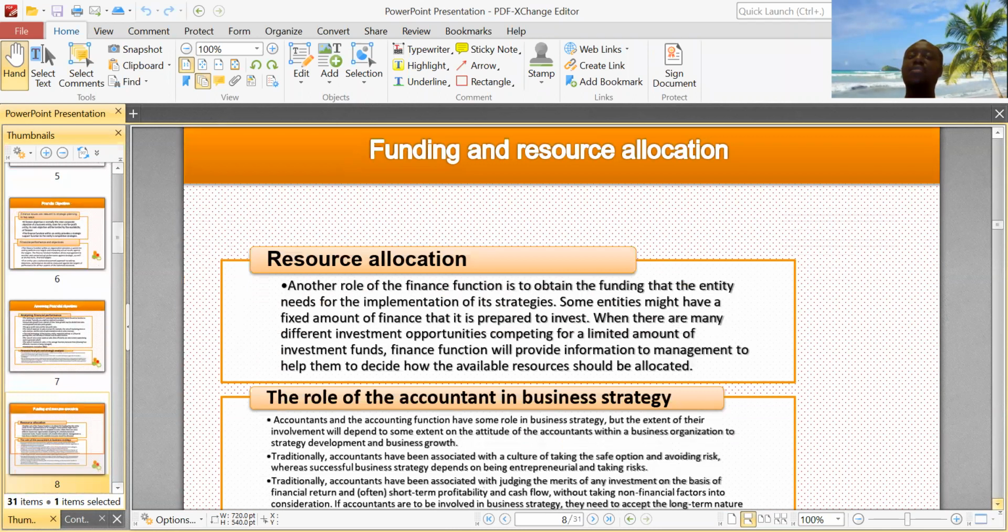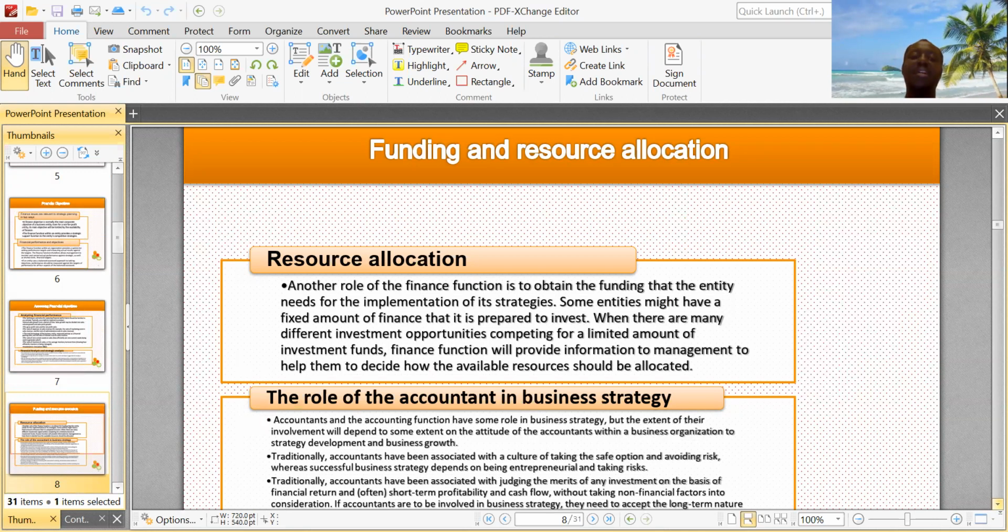Okay, now let's talk about funding and resource allocation. Another role of the finance function is to obtain the funding that the entity needs for the implementation of strategies. You need to know that organizations need money to operate, need money to do the things that they have to do. So one of the roles of the finance function is to obtain the finances so that the entity is able to implement strategies.